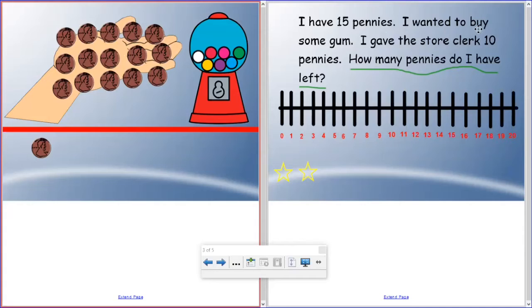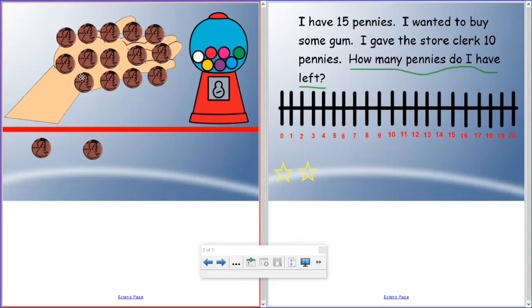I wanted to buy some gum. I gave the store clerk 10 pennies. So what do I need to do? Remember, if I give something away, I'm taking away. So I'm going to take away 10 pennies.